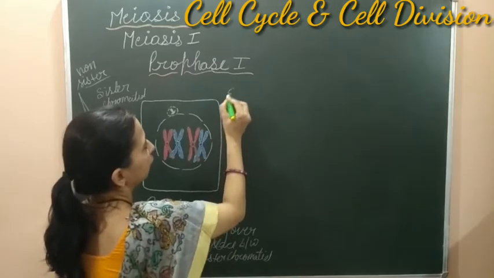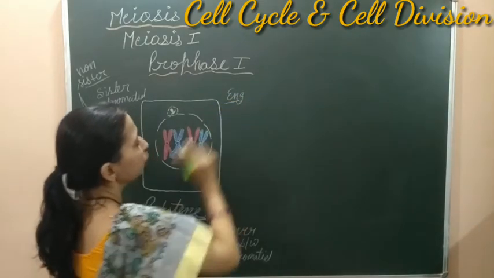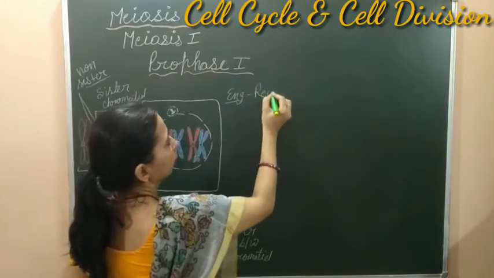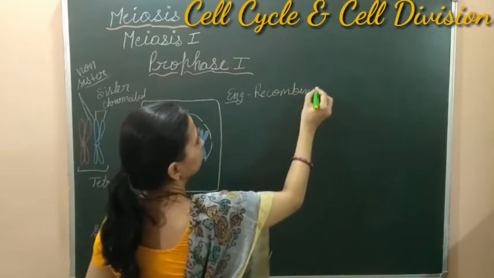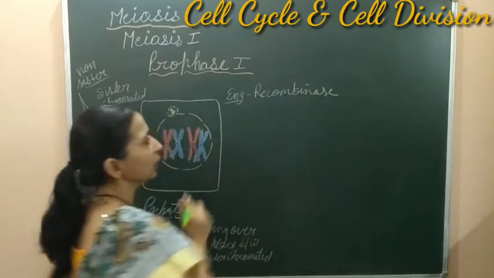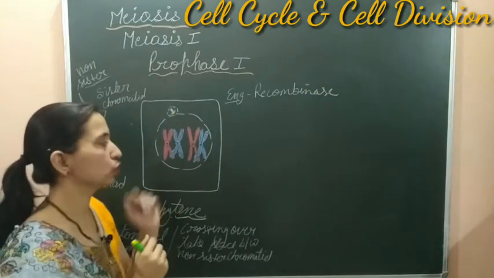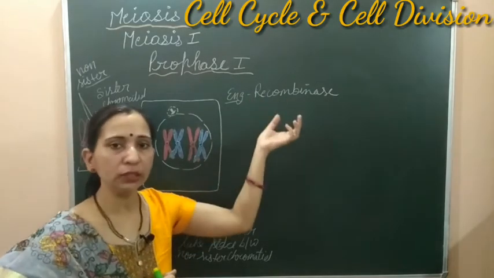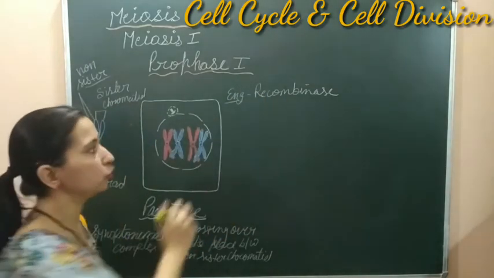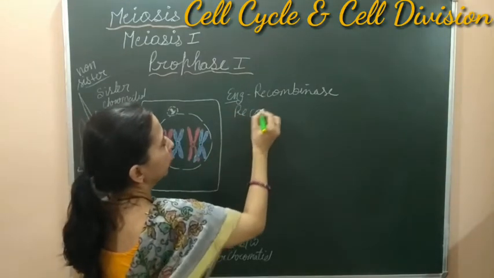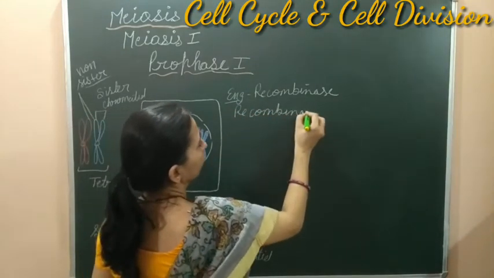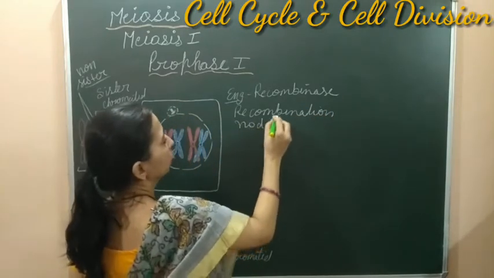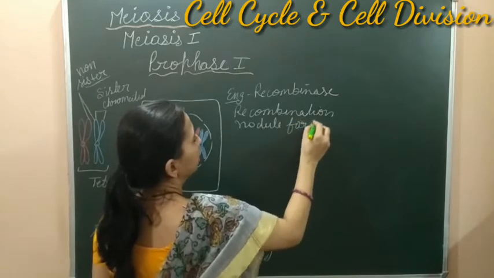We talk about here, the enzyme which is required for this process is recombinase. Recombinase. So we can say that it's an enzyme mediated process. This crossing over happens due to the presence of enzyme recombinase, and the recombination nodules will form here. Recombination nodules will be seen, or they will form, and after that what happens?